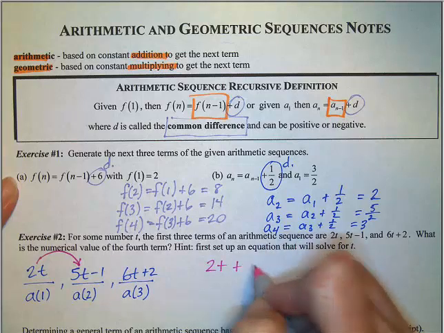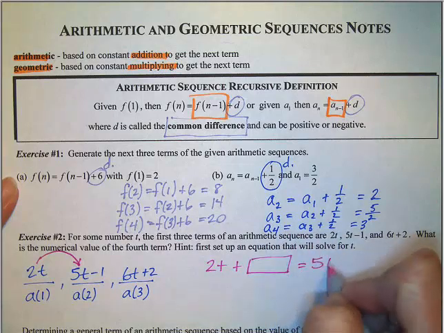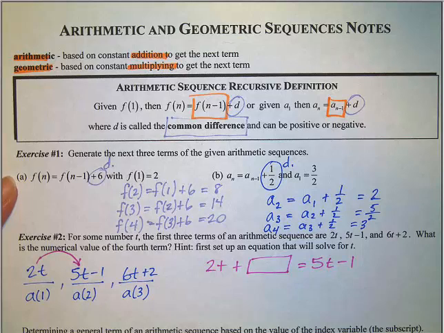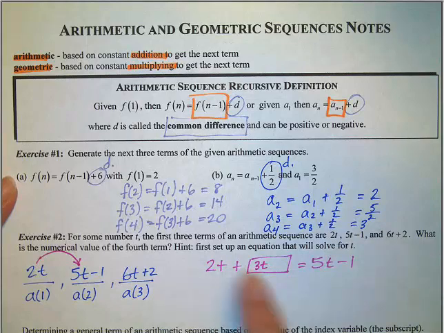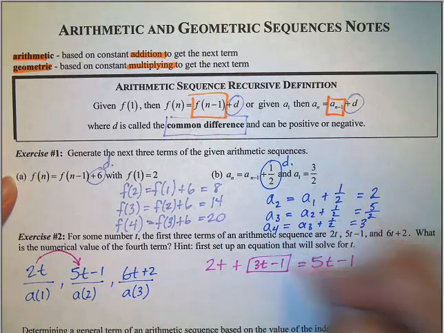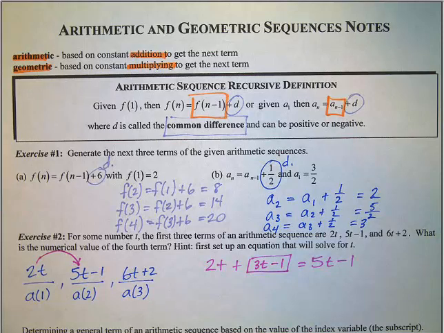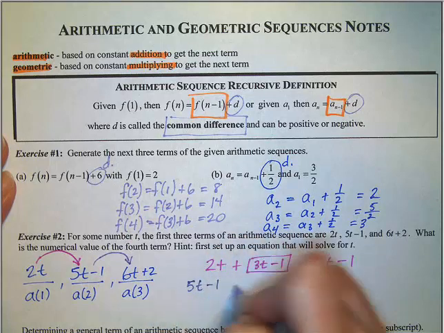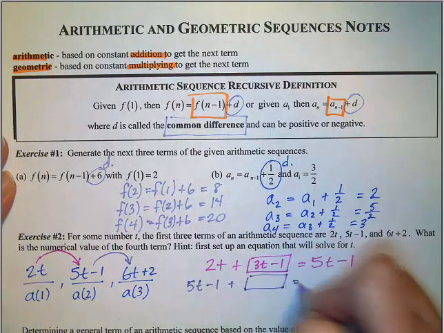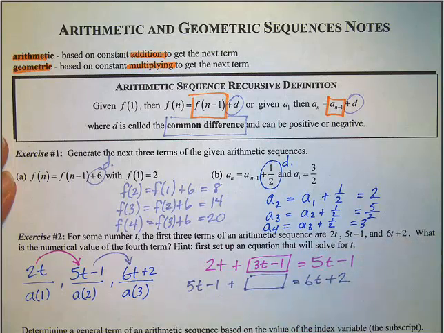2t plus what equals 5t minus 1? Well, 2t plus what is 5t? 3t. Nothing plus what is negative 1? Negative 1. So that common difference is 3t minus 1. This is rather challenging. Now, what do I have to add to this one to get this one? So 5t minus 1 plus what has to equal 6t plus 2. So 5t plus what is 6t? T. Negative 1 plus what is 2?